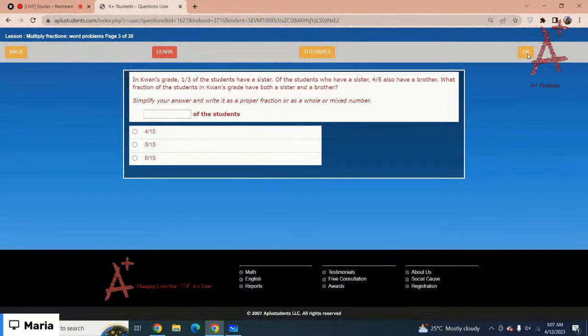Yes, when multiplying fractions, you just need to do numerator times numerator and denominator times denominator. Got it? No, not denominator by numerator. Just do numerator times numerator and denominator by denominator.